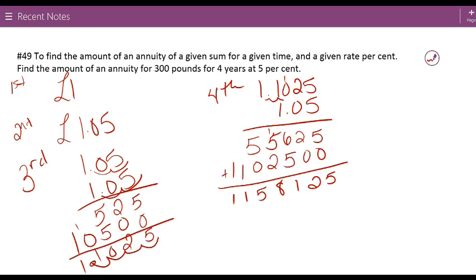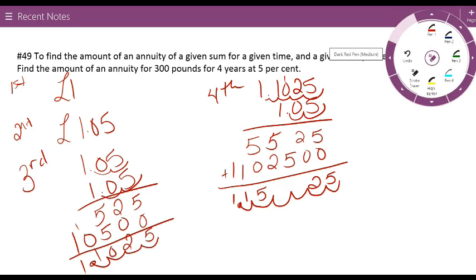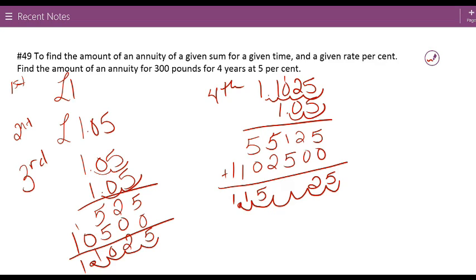Sorry, this isn't a 6, it's actually a 1, so this is a 6 and this is a 7. Now we have our 4 years of compound interest.